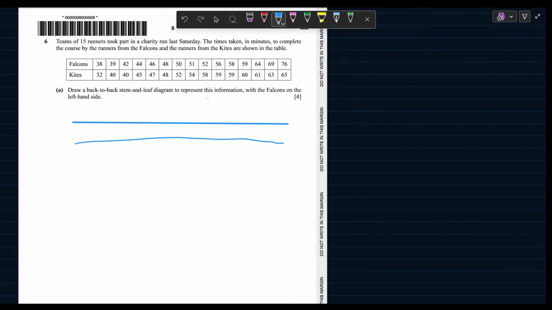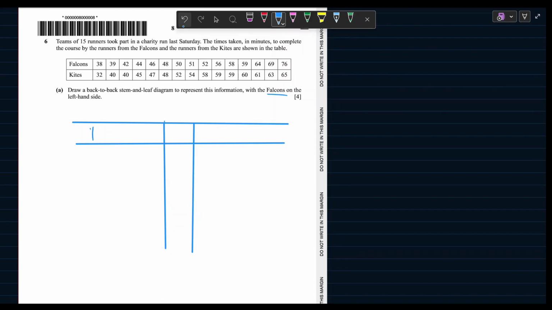Okay. And then we want our stem going right down the middle. And what's on which side? They want the Falcons on the left, so Falcons. And then on the right, who's going to be their Kite? And let's see what our data looks like.